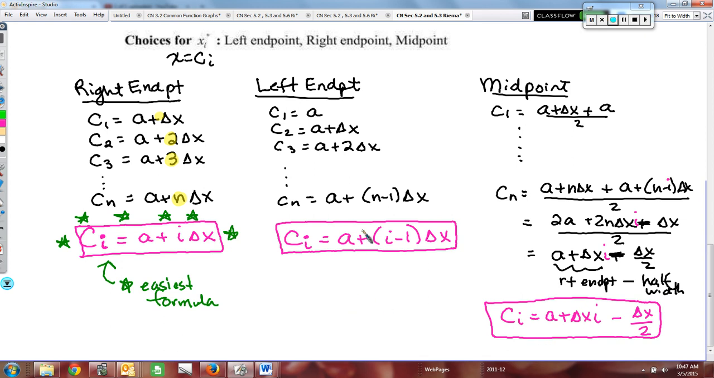And sometimes they may give you one that has a left endpoint in it, so I'm giving you the formula so that you can recognize it.